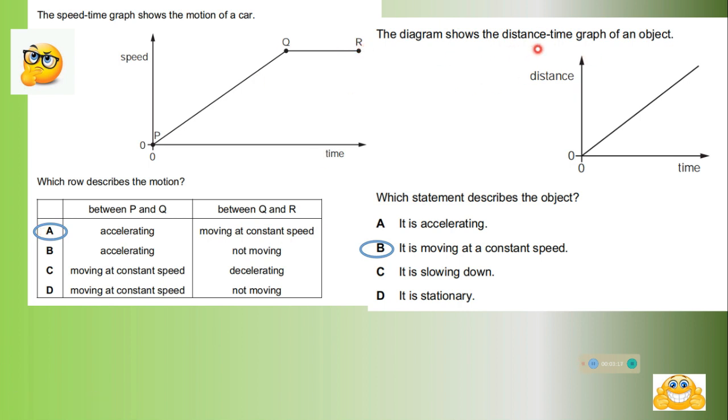The diagram shows the distance time graph of an object. Which statement describes the object? As it is moving at a constant speed, the slope, the gradient of the graph is constant, and the slope of a distance time graph tells us the object's speed, so it is moving at constant speed.